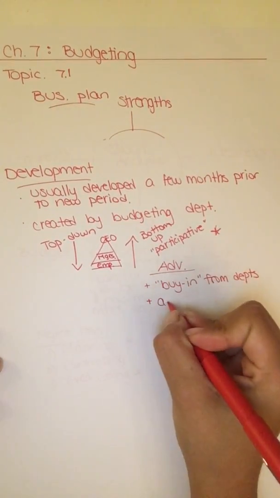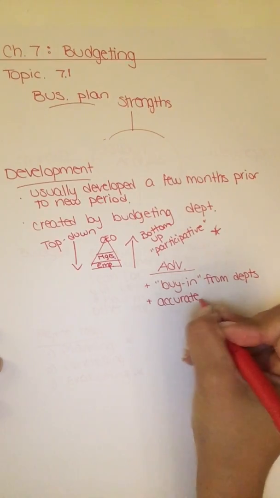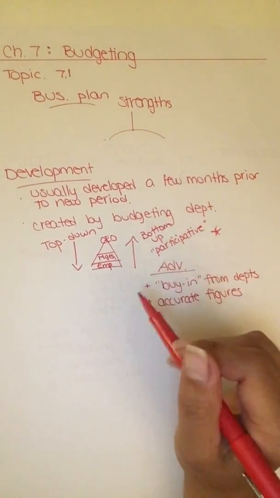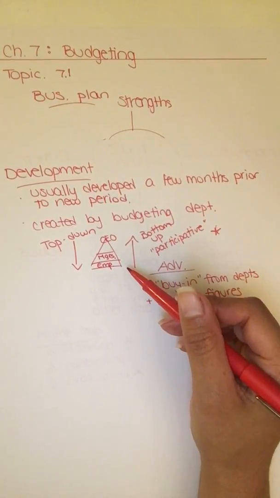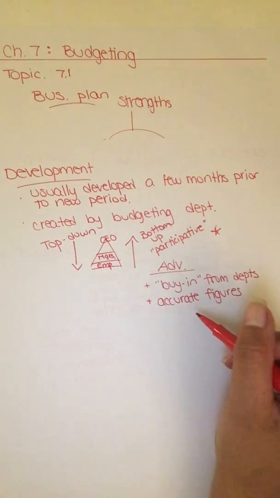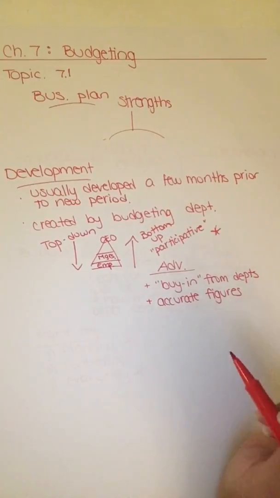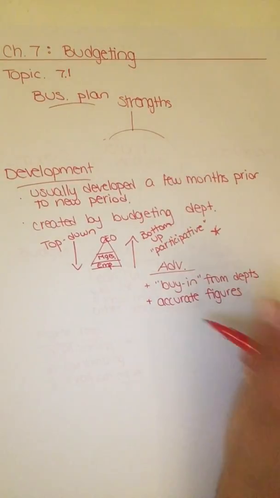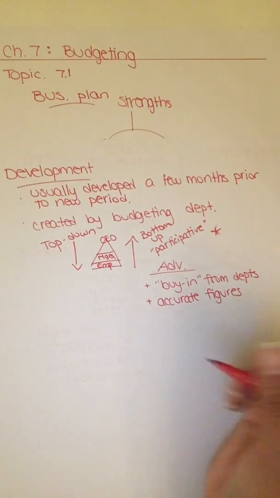Another advantage is you may get more accurate figures, right? It's going to be more accurate if the cost information is coming from the managers who are responsible for making the products, because they're familiar with how much they need, their supplier costs, and any changes that are happening with their suppliers, if costs are going to go up, for example. So they have a more accurate pulse on the cost data that they're encountering. So you're going to likely get more accurate figures as well.